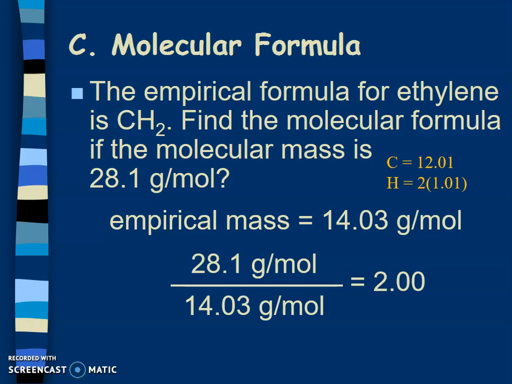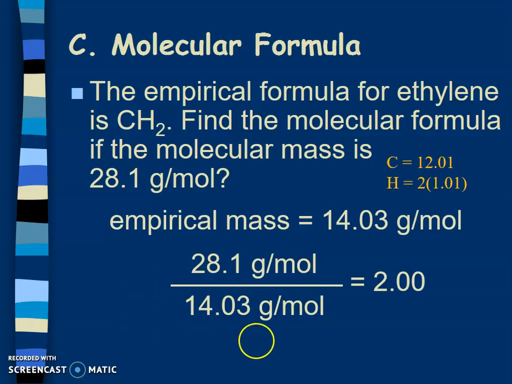Now, sometimes you may get 1.99. That's close enough to 2, you're good. You may get 2.004. That's okay too. That's still close enough to 2. And it won't always be 2. Sometimes it might be 3 or 4, etc. But just know that it's okay if it's like 1.99. It's still good. It still counts. All right, next step.